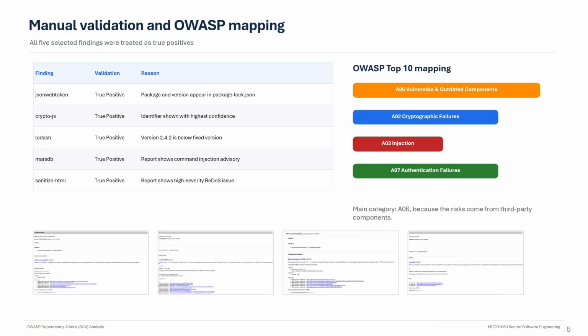I manually checked the package name, version, file path, and vulnerability description. The 5 selected findings are true positives. Most findings are mapped to OWASP A06, vulnerable and outdated components.